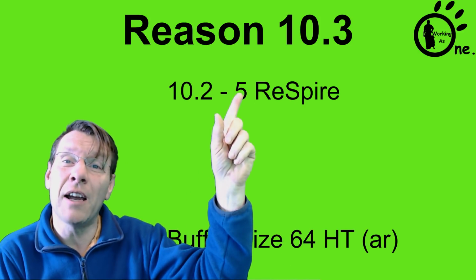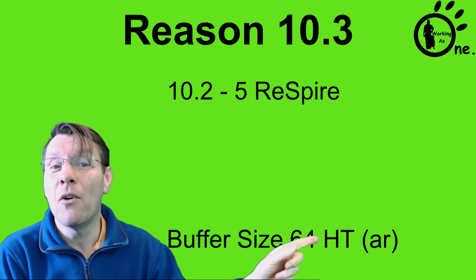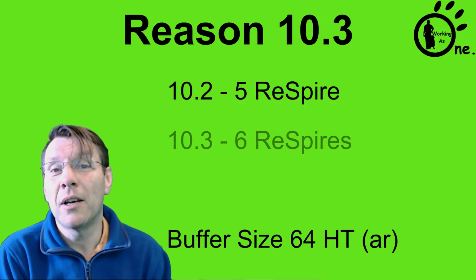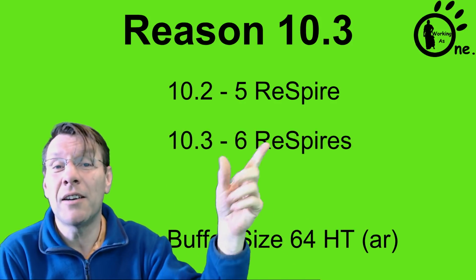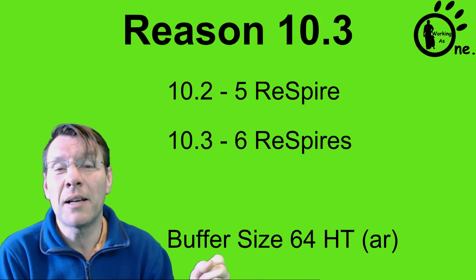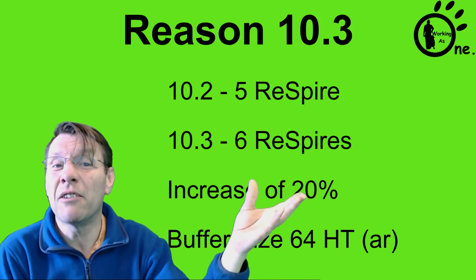I can actually run 5. So 10.2 can run 5 with hyperthreading enabled, and 10.3 with hyperthreading enabled is only 6. Yeah, so it's not a massive difference, but it's still an increase of 20%.